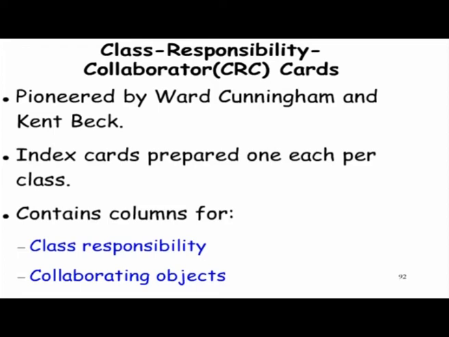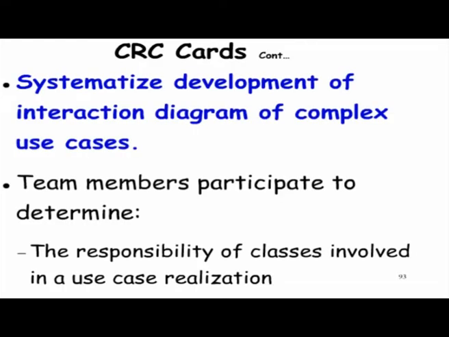Initially developed by Ward Cunningham and Kent Beck. For every class in the domain model, one index card is prepared, something like a playing card. It is a small card, maybe 3 by 4 inches, and on these cards we write the class name, the class responsibility and collaborating objects. Now let's see how these cards are used. We have created one card for each class in the domain model, and these cards are used by a team to identify the methods for each class, and this systematizes the development of the interaction diagram for complex use cases.